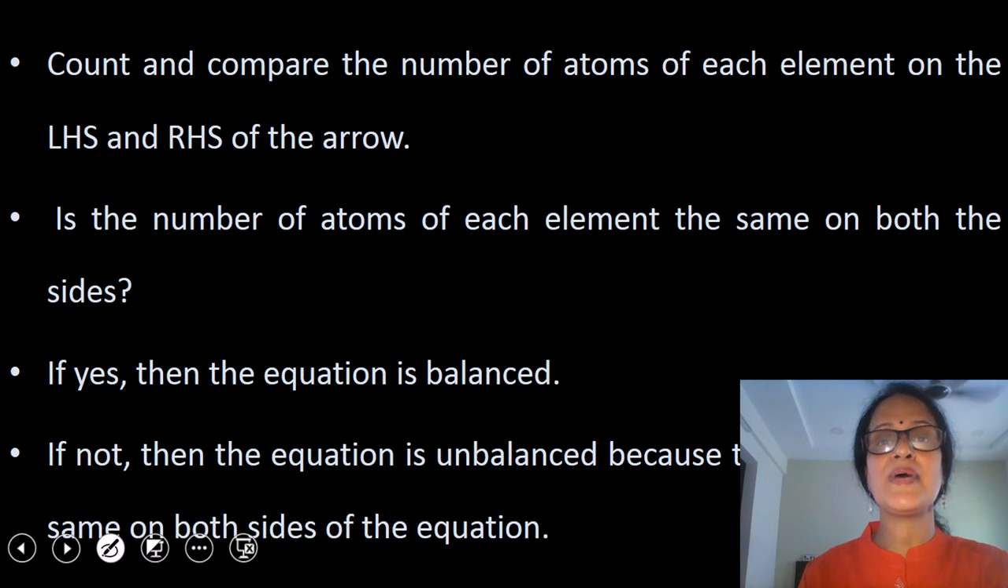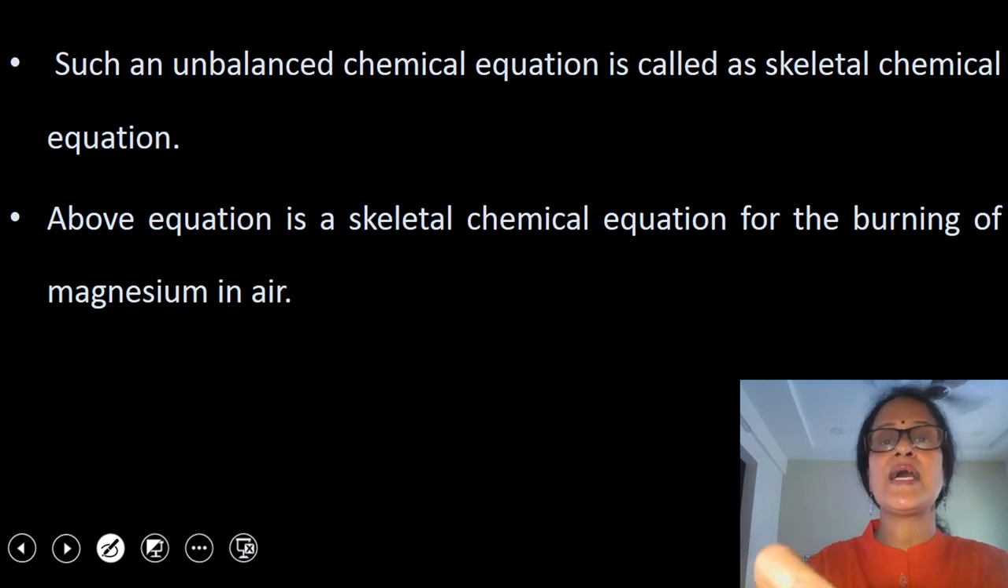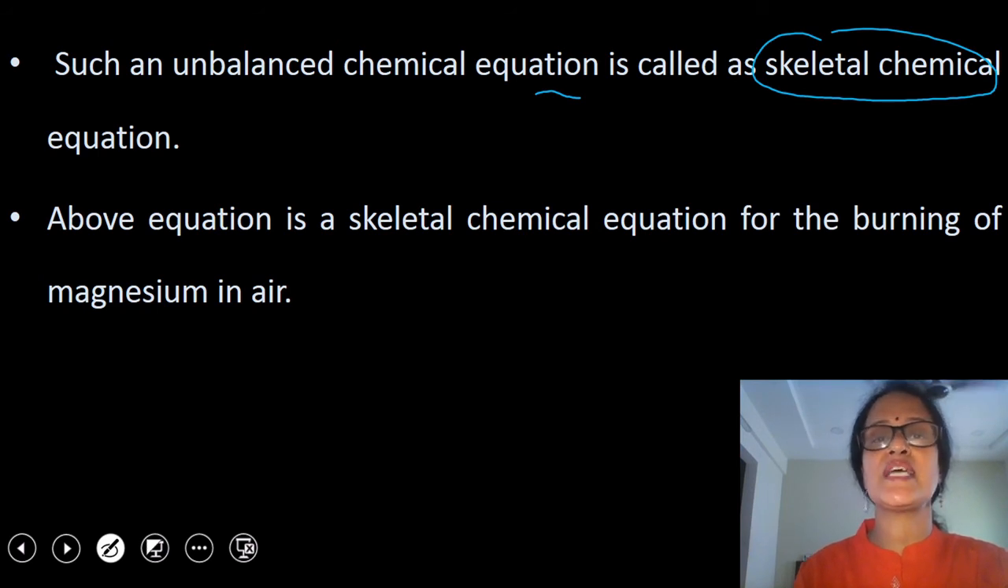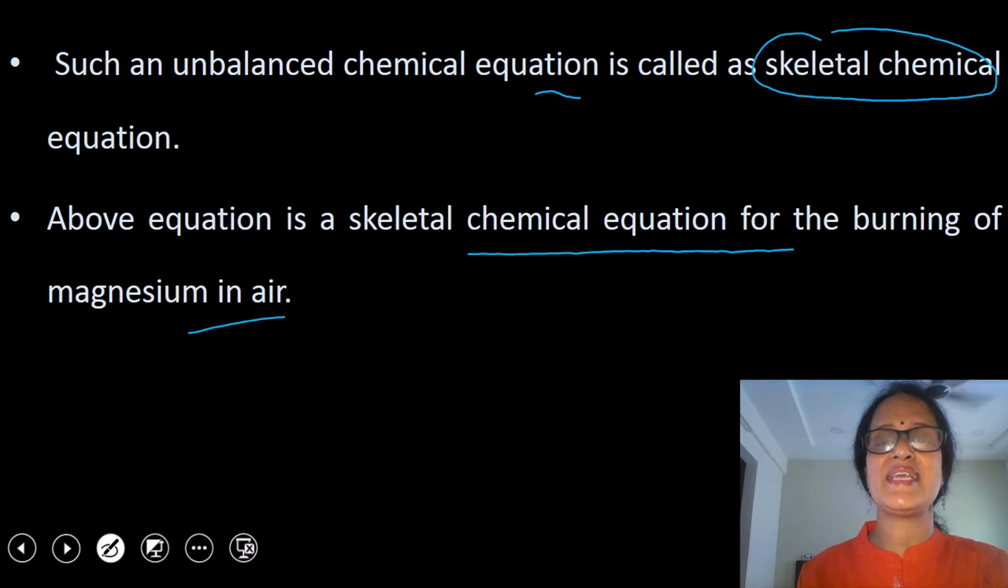Why is this reaction unbalanced? This reaction is unbalanced because the number of atoms of each element on the reactant and product side are not the same. So if the number of atoms of each element on the reactant and product side are not the same, the mass will not be the same on both sides of the equation, and a chemical reaction must be balanced according to the law of conservation of mass. So such an unbalanced chemical equation is called a skeletal chemical equation. So the equation which I have discussed just now, Mg plus O2 gives MgO, is a skeletal chemical equation for the burning of magnesium in air.